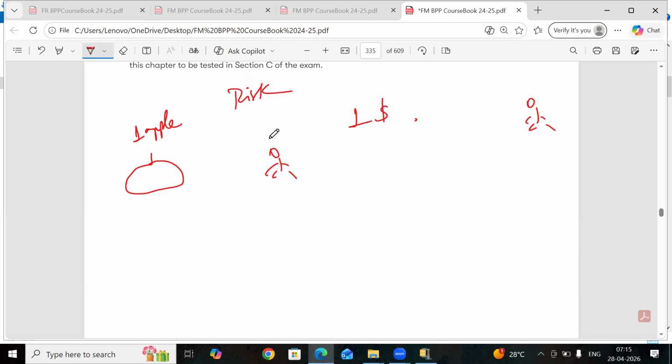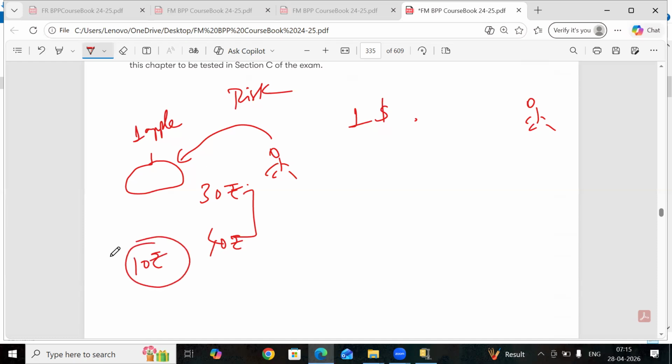So when I went to the vendor today, he quoted me 30 rupees. Now what risk can I have with respect to this Apple? The price changes in Apple. Like if today Apple is available for 30 rupees, tomorrow the Apple may not be available for 30 rupees. Let's say the Apple may go to 40 rupees. So next day I end up paying how much extra? 10 rupees. This is a risk for me, transaction risk.